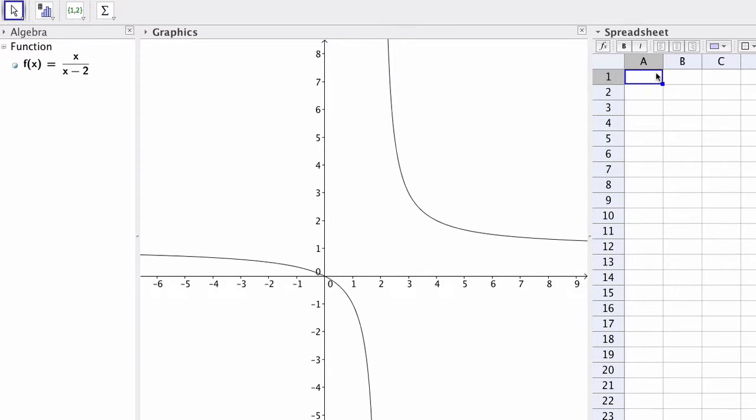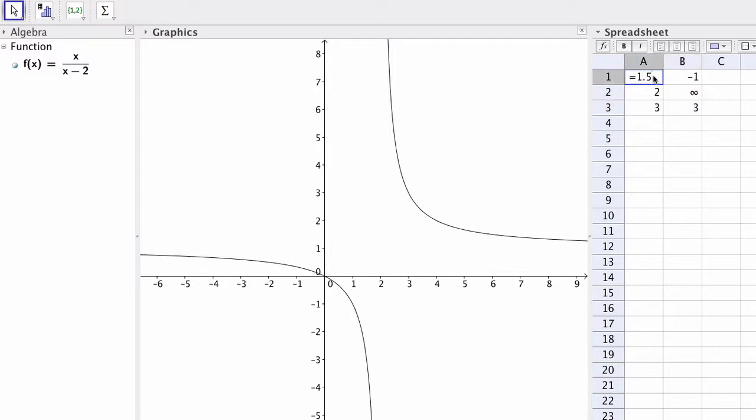Let's just type in 1, 2, and 3, and we'll go equals f of a1. So f of 1 is negative 1, which you can see right there. Plug in 1, you get negative 1. Drop it down. We have infinity for 2, so f of 2 doesn't exist, and f of 3 is 3. So similar to last time, let's start narrowing in here.